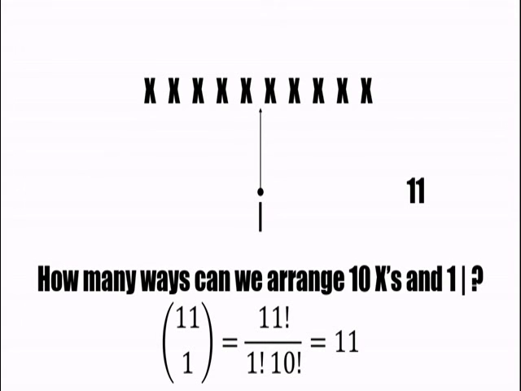We can also note that the number of ways to place this bar is equivalent to figuring out how many ways we can arrange a word with 10 X's and 1 bar, which is equal to 11 choose 1, which is 11 factorial over 10 factorial times 1 factorial, which is again equal to 11.